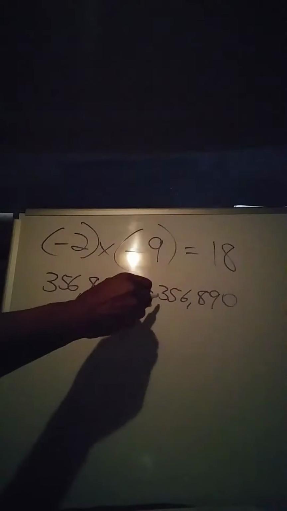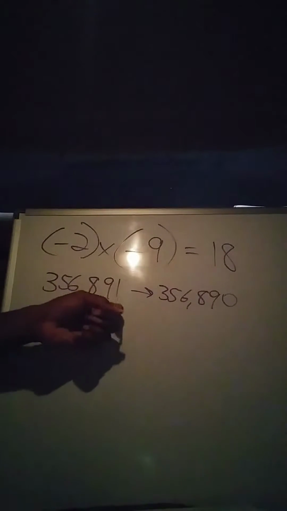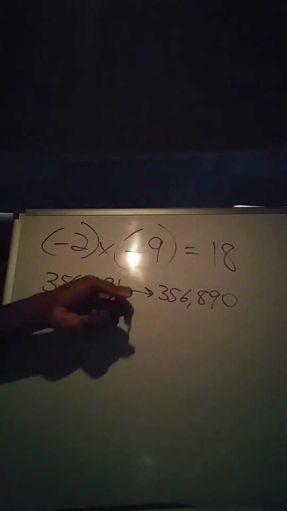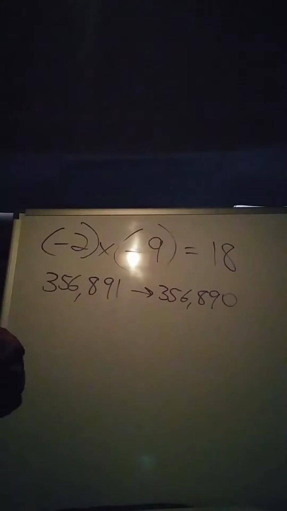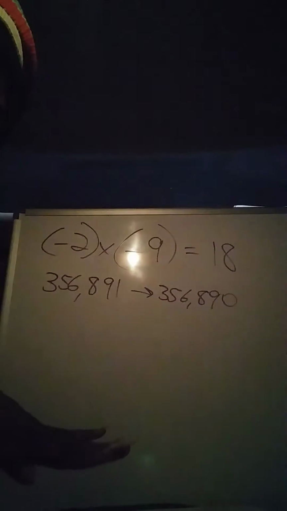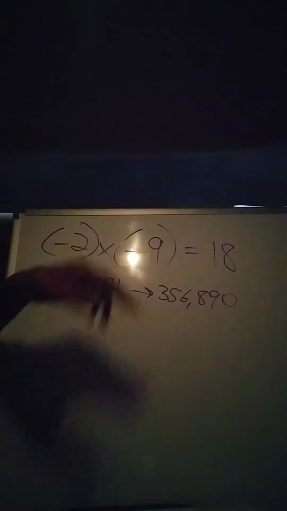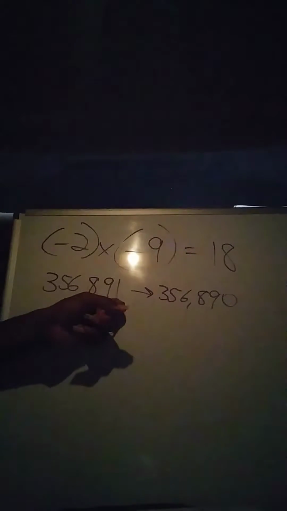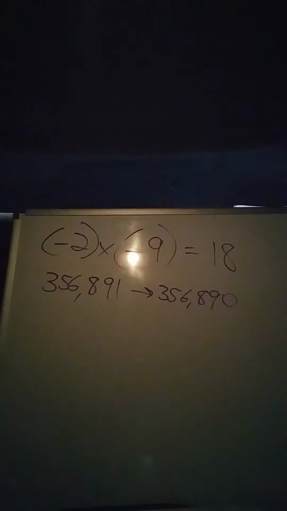So it would be 356,890. You'd round down because this number in the 1 place is a 1. It's less than 5. So as you should know, 5 or more, you round up. Less than 5, you round down. So because this is a 1, you're going to round down to 0. So it's going to be 356,890.